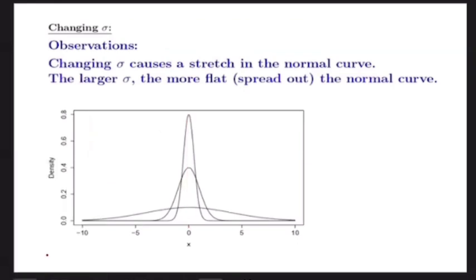And as you can see, the more flat one is the one that is more spread out. This one here is the more flat. More spread out means more standard deviation. Does that make sense? Now, if you take a look at this one, that's shrinking. The more the curve shrinks, the lower the standard deviation.